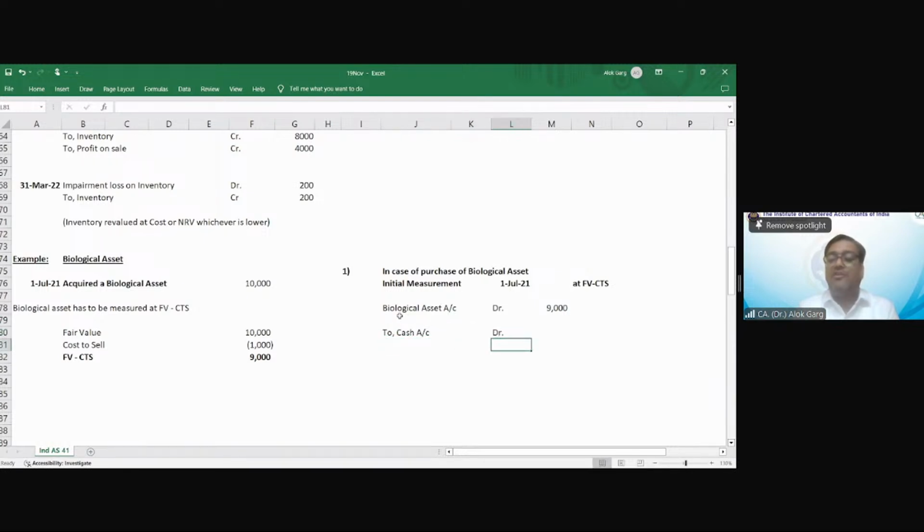You always need to pass the entries on which you have 100% clarity. First of all, you need to pass only those entries. So I know I have paid 10,000 rupees. I know the fair value less cost to sell is 9,000 rupees. Where will the difference go now? P&L. Which item in P&L? Like loss on initial recognition. Loss on initial recognition in P&L.